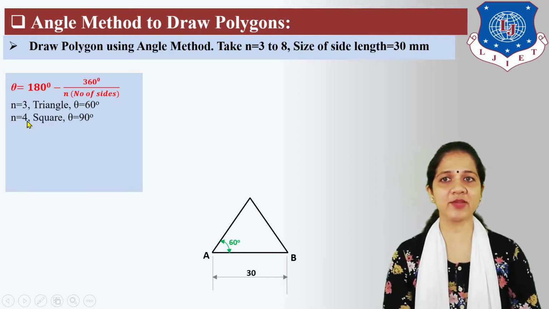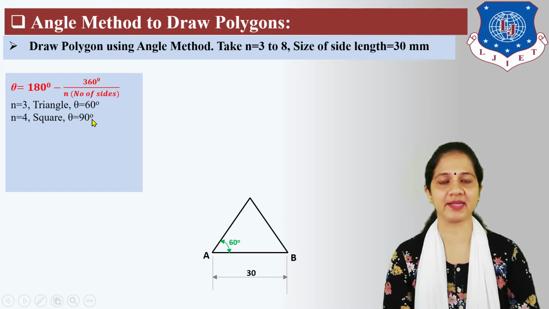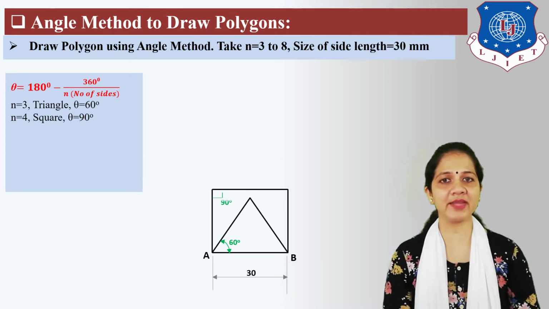Next, n is equal to 4, polygon is square, theta, angle between two sides is 90 degree. Here, for drawing, we are using common AB base. So, from A and B point, draw 90 degree angle line having side length 30 mm and complete square. To show any one angle in between two sides which is 90 degree.